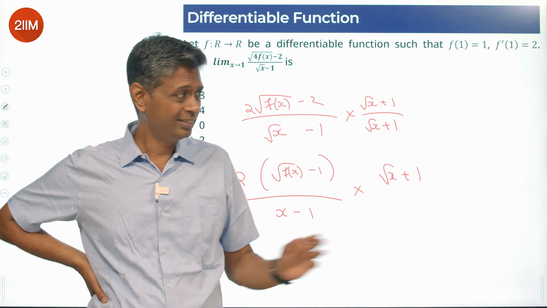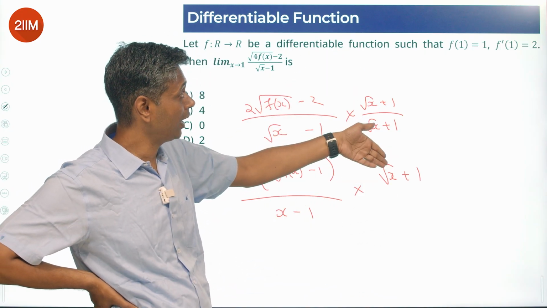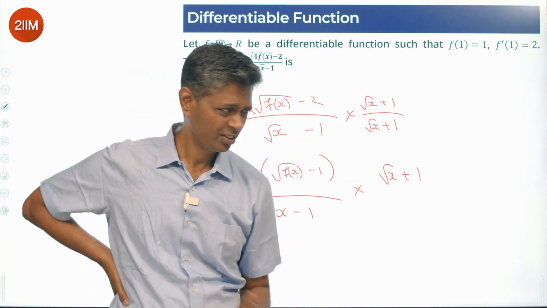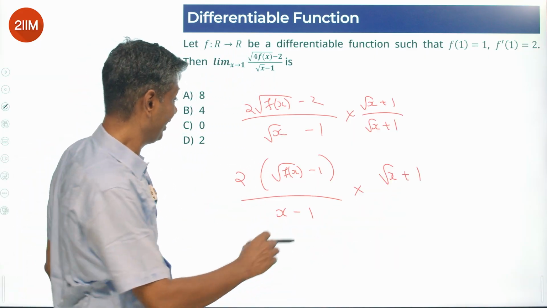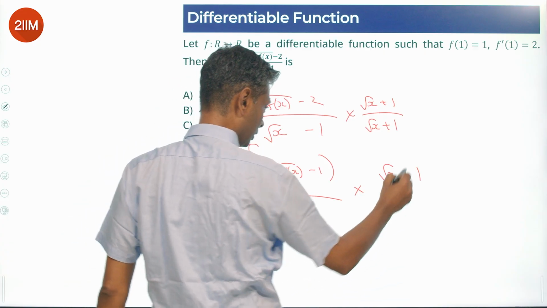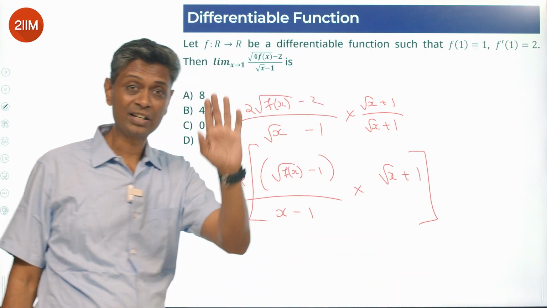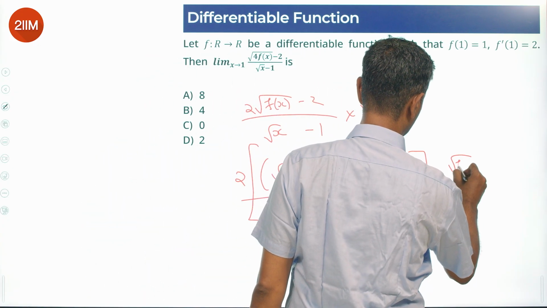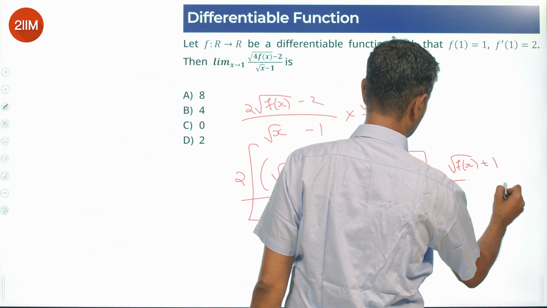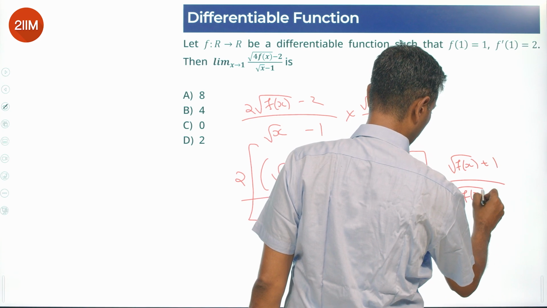This is on the limit. I can substitute x equal to 1, I'll get the value. That I don't worry about. This I'm not worried about, but this I don't like. So what do? Hey, nice, take this 2 outside, deal with this, rationalize the numerator also. So multiply by root of f of x plus 1, divide by root of f of x plus 1.